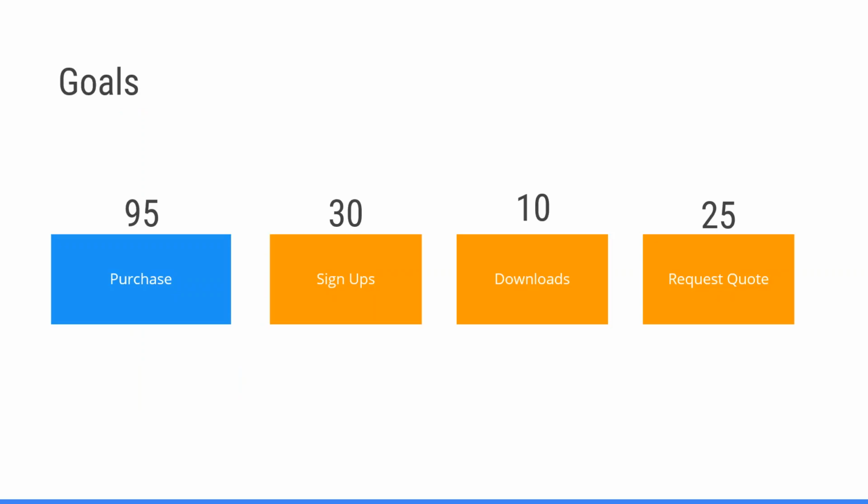So this is just an example here. Let's say you had set up goals. The data that you would see in your analytics account is, let's say, you got 95 purchases, 30 signups, 10 downloads, 25 request codes. So this is the level of data that you can expect from analytics if the goals creation has been done correctly.